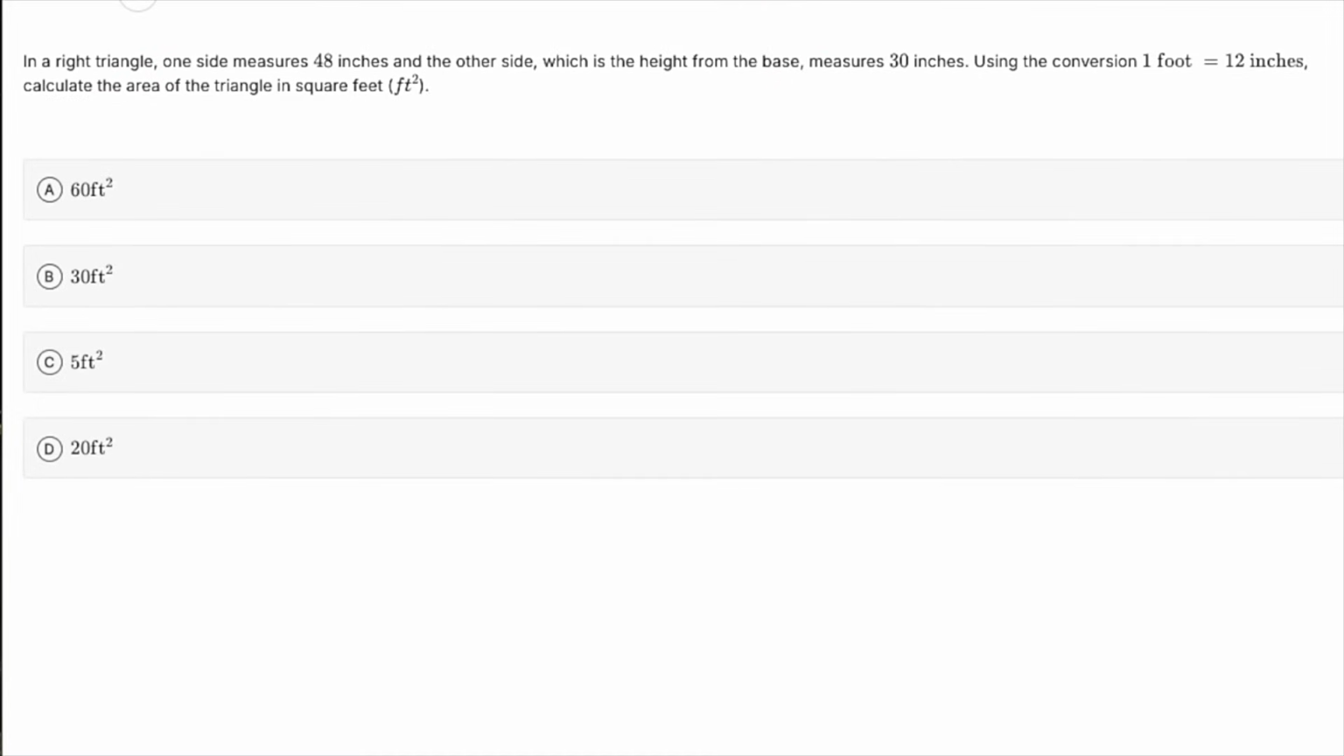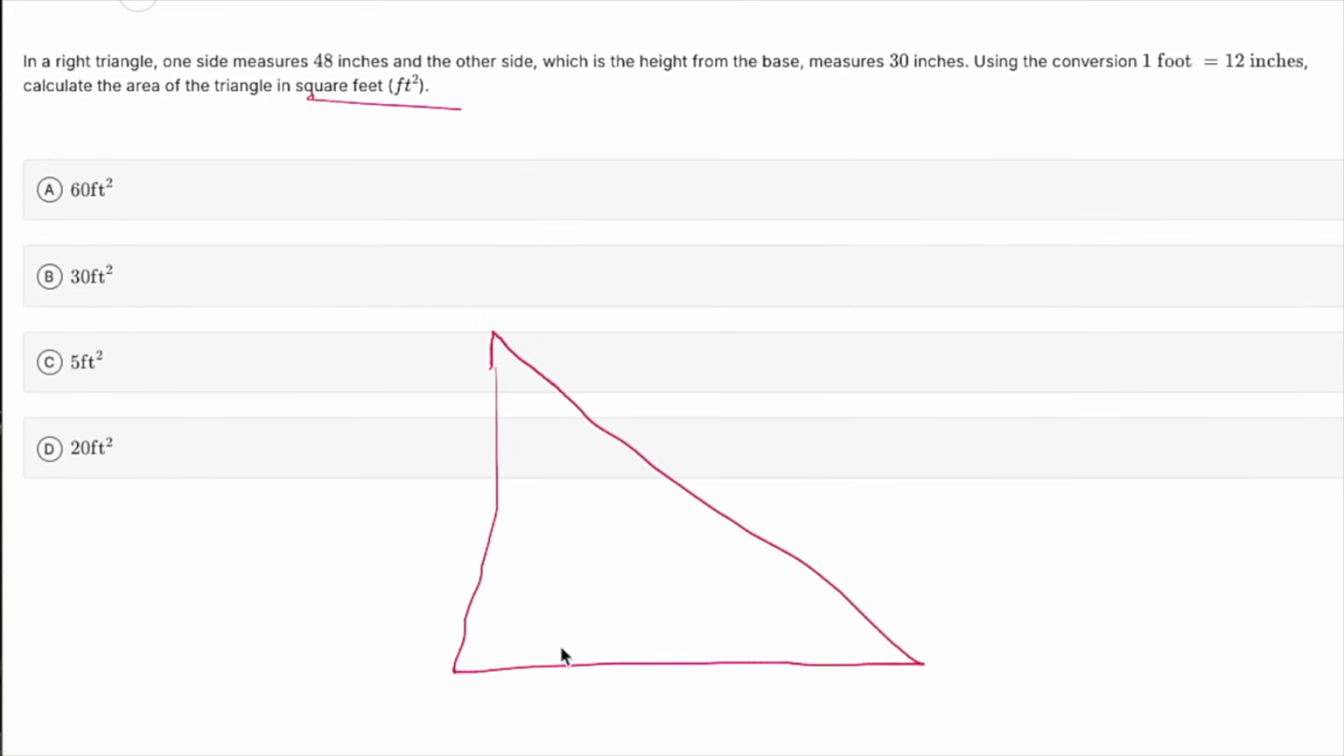Go ahead and try this one out on your own first, but here we go. So they're asking us the area of the triangle in square feet. And then they're also giving us a conversion, which we should probably know, but the info that they have is in inches. I'm just going to draw this out real quick to make sure I'm not completely lost. In a right triangle, this will make things easier because remember, if we have a right triangle, then we have base and height as our legs. One side measures 48 inches, and the other measures 30 inches, and it says which is the height from the base, but I don't care. We can just pretend we flipped it on its side, right? Doesn't matter. It's arbitrary.